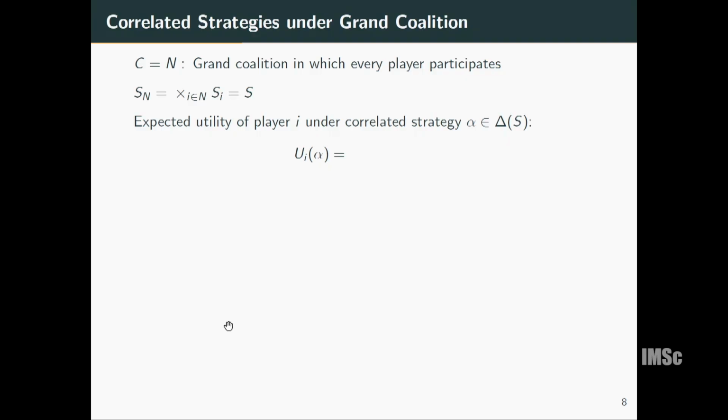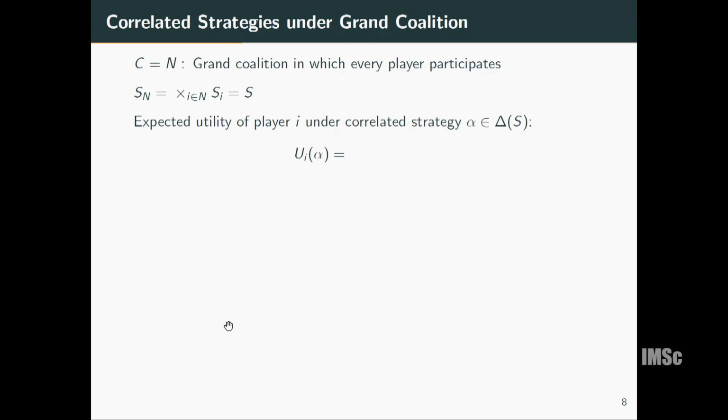Okay, so the next concept is about the grand coalition, right? The grand coalition, we know, is nothing but the set of all the players. So this is the grand coalition. I say that a particular coalition is a grand coalition when everybody is cooperating with each other, okay?